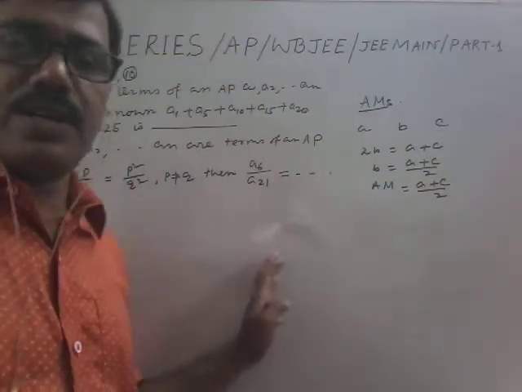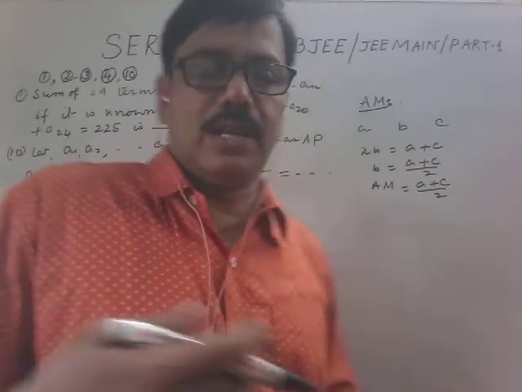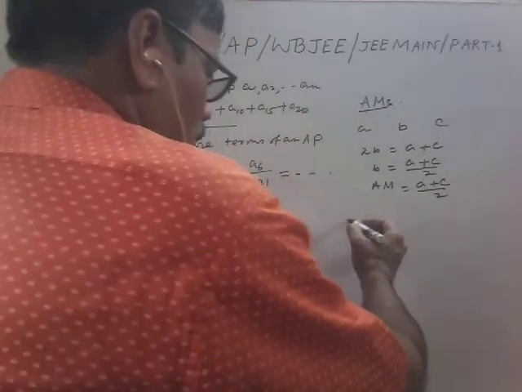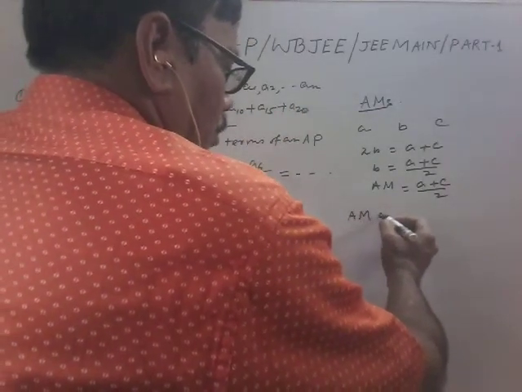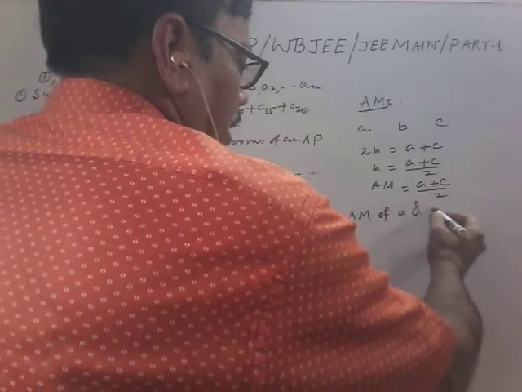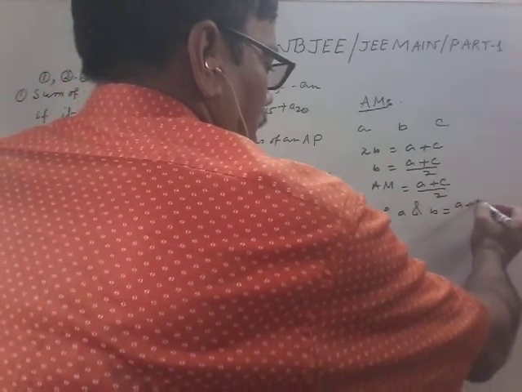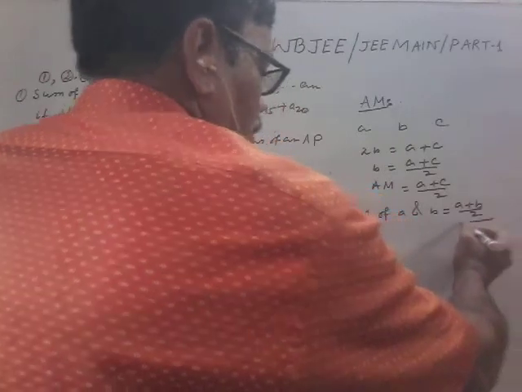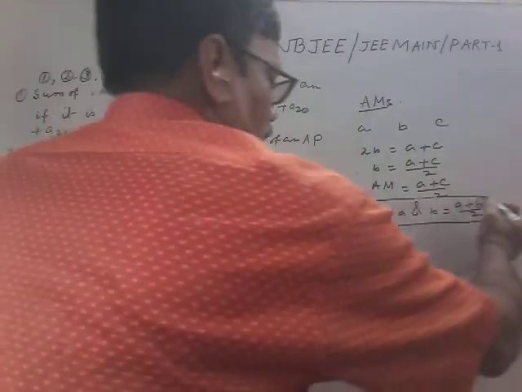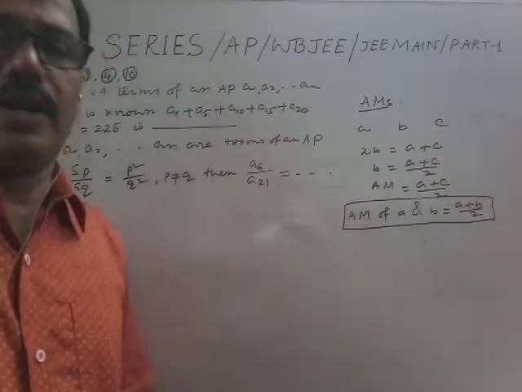If there are three terms, you take sum by 3. So the AM of a and b equals (a plus b) by 2. This is our working tool.